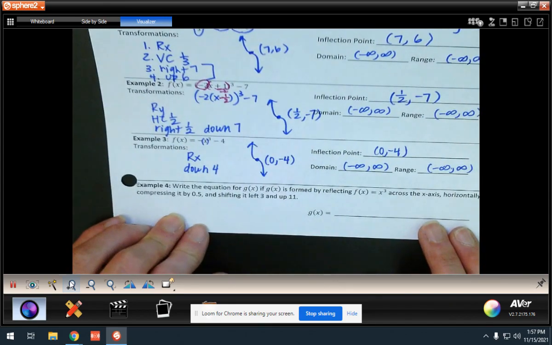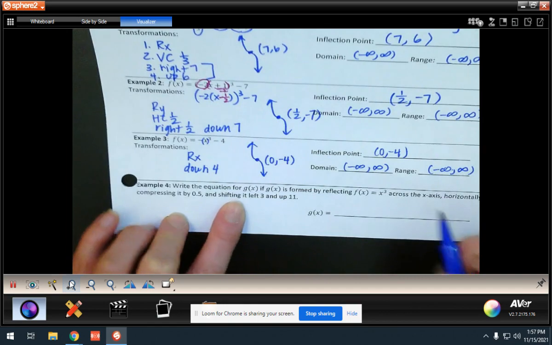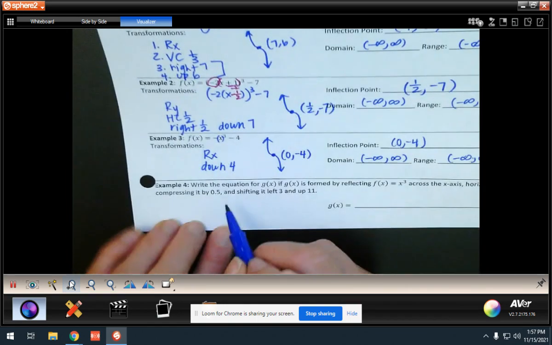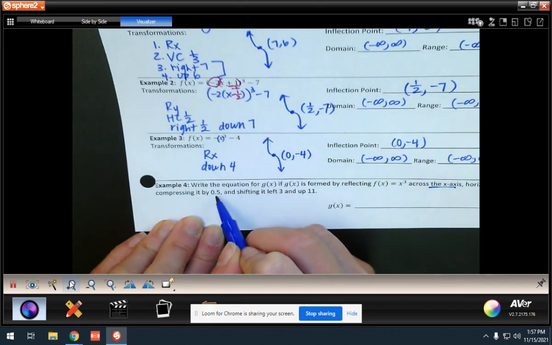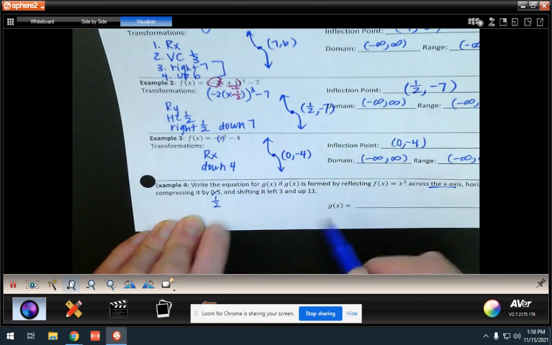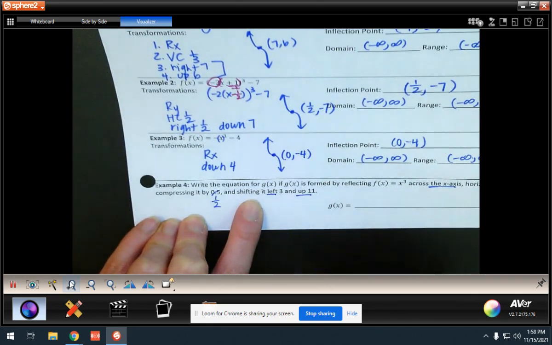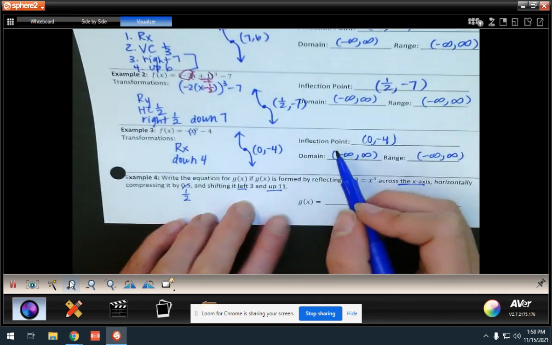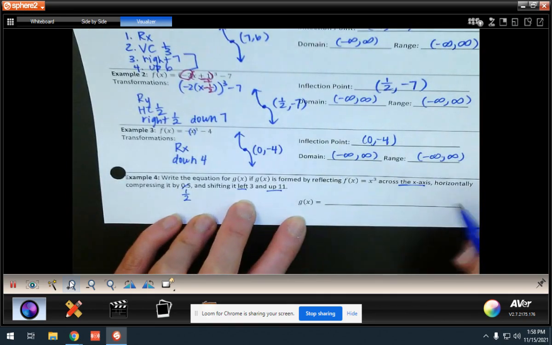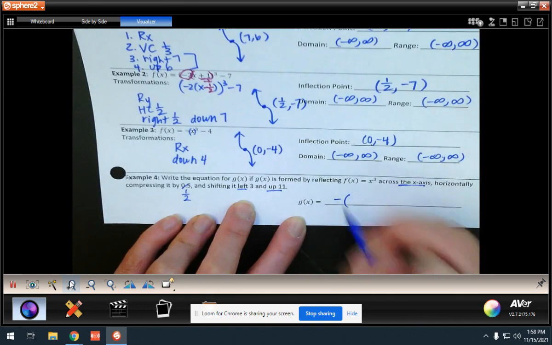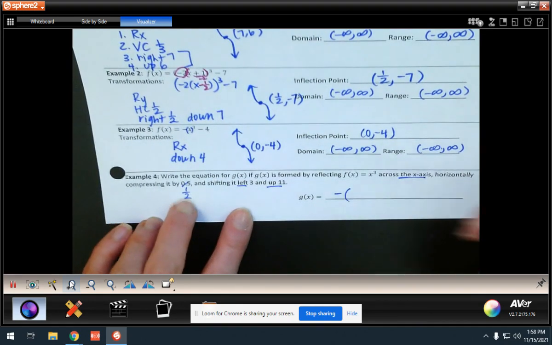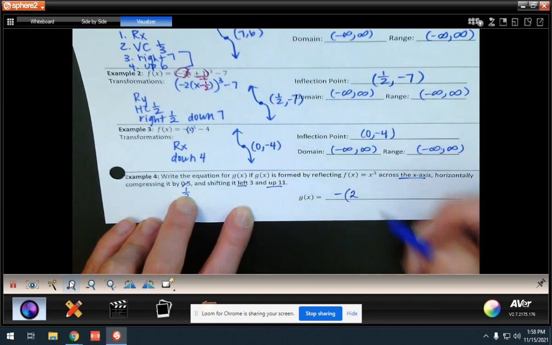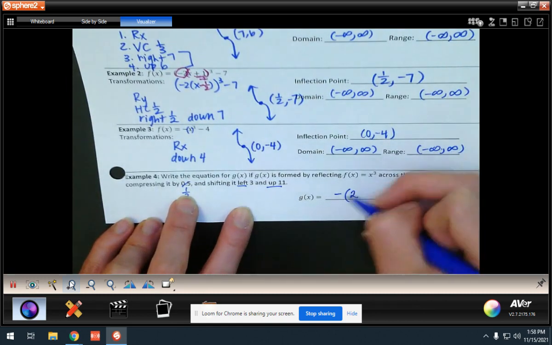Right, we are writing a function. And so we are reflecting across the x-axis, horizontally compressing by 1/2, left 3, up 11. Okay, and so reflecting across the x-axis means we need a negative outside the parenthesis. Horizontally compressing by 1/2 means we need a 2 inside the parenthesis.